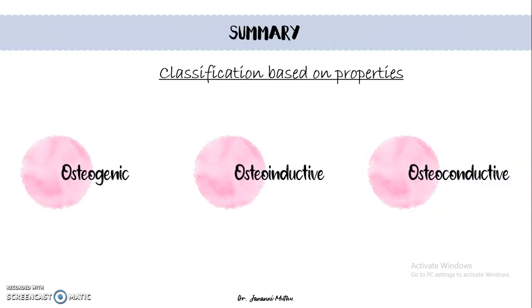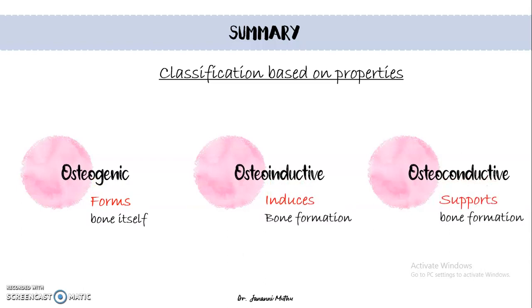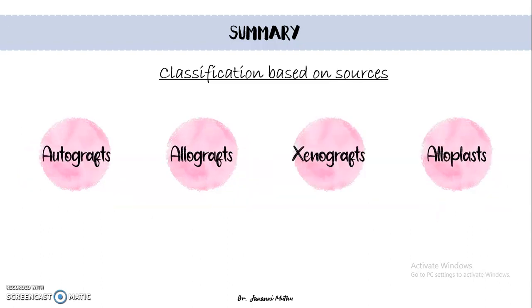To summarize, based on the properties, bone grafts are classified into osteogenic, osteoinductive and osteoconductive. Osteogenic materials form bone by itself. Osteoinductive material induces bone formation, and osteoconductive materials simply support bone formation. Based on the sources, the bone grafts are classified into autografts, allografts, xenografts and alloplasts.